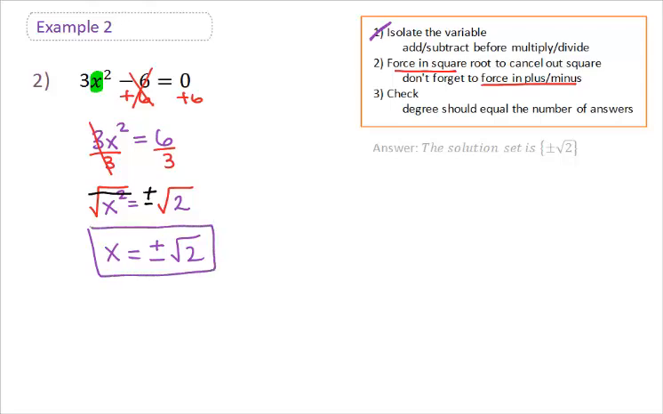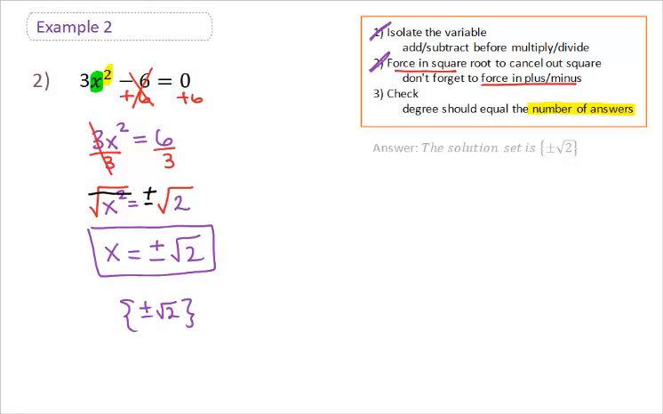Remember, if the problem asks for the solution set, you enter the same answer, but you're going to enter it in braces. So we have plus or minus root 2 in the braces. So we have finished step number 2. Now, step number 3, let's check. First, we need to check that we have the correct number of answers. This is a degree 2 problem, so we should have 2 answers.